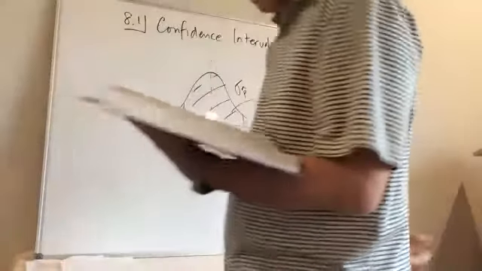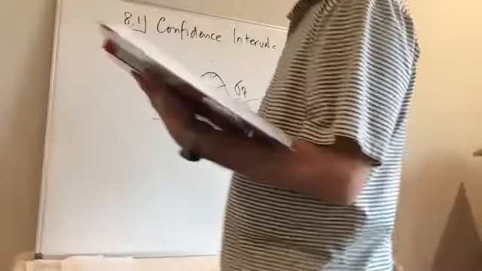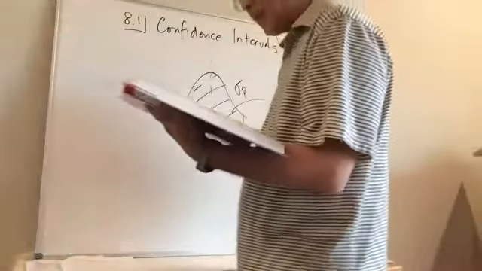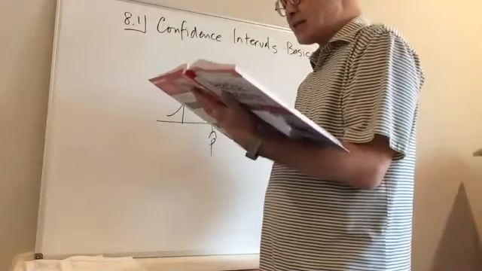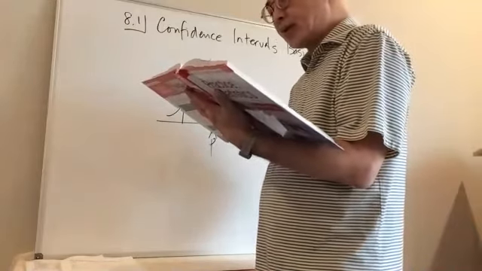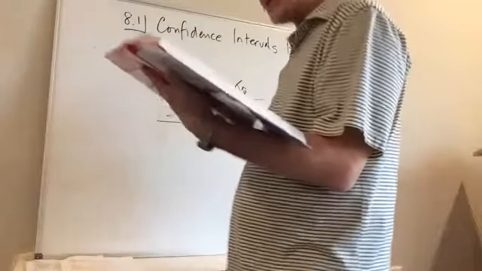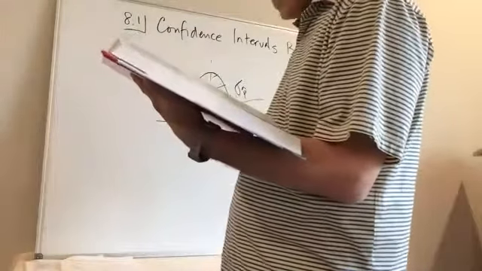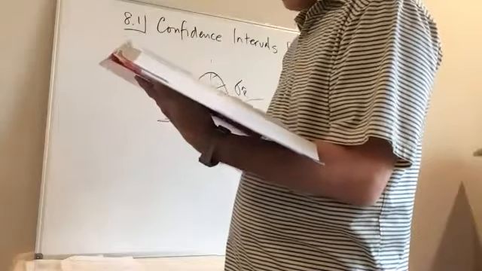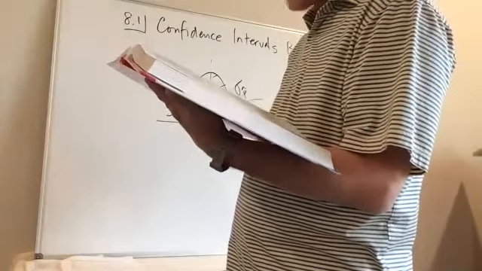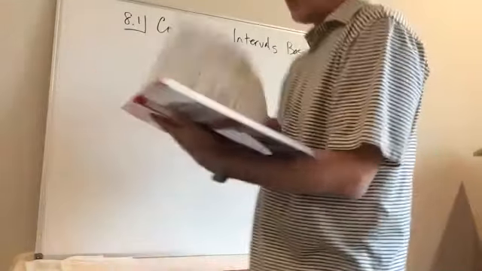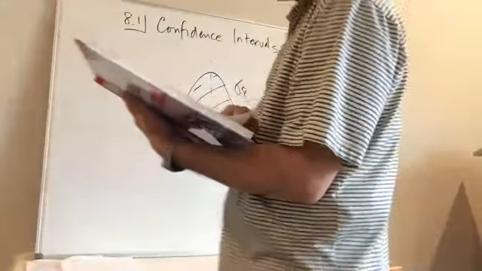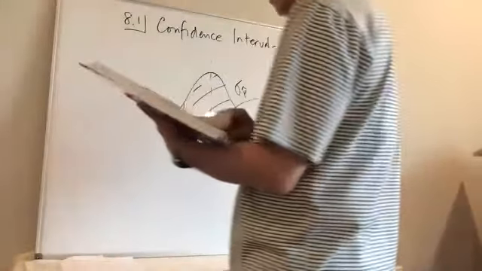Now we have the definition of confidence level, on the bottom part of page 497. The confidence level C gives the overall success rate of the method used to calculate the confidence interval. That is, in C% of all possible samples, the interval computed from the sample data will capture the true parameter value, okay? So this is a little confusing.